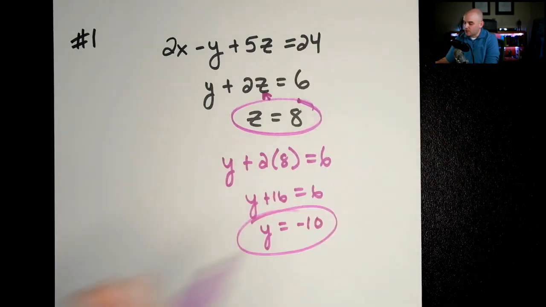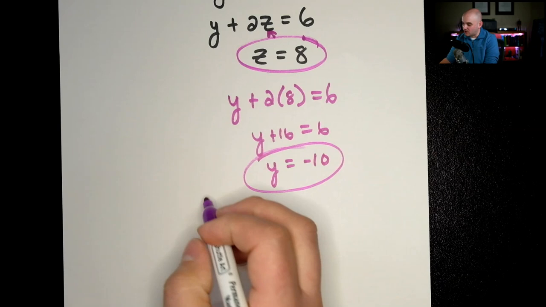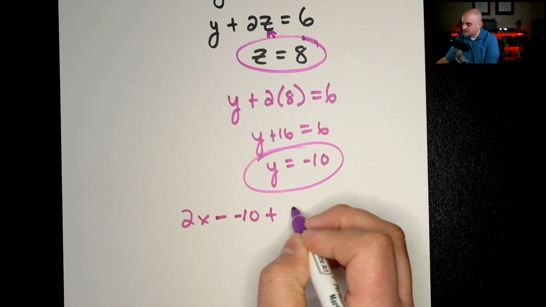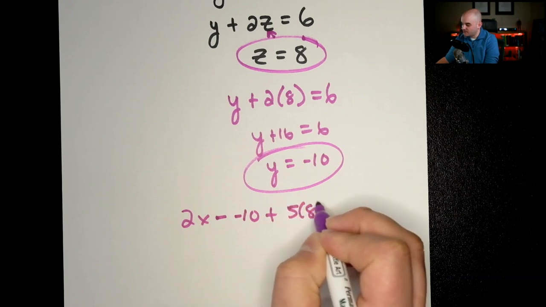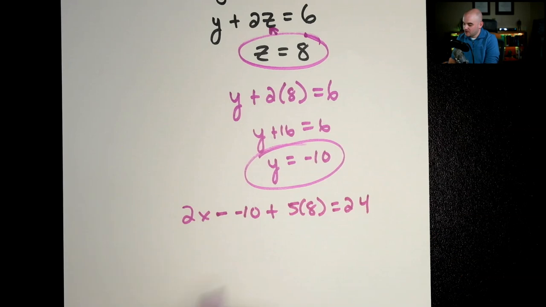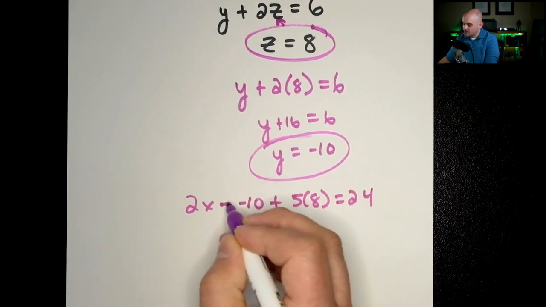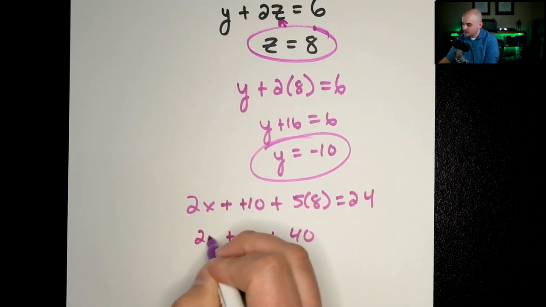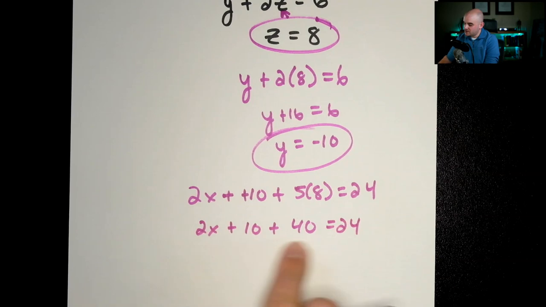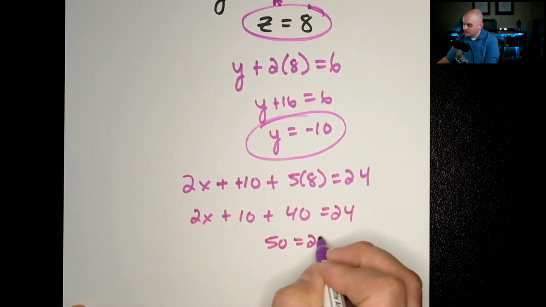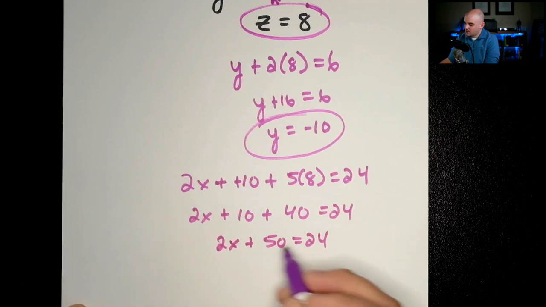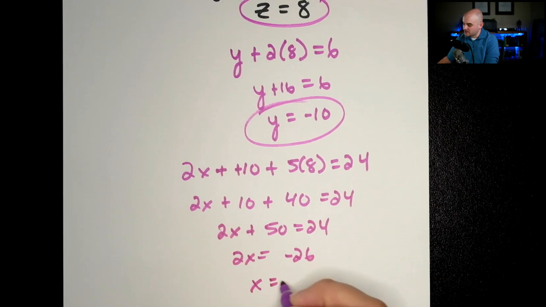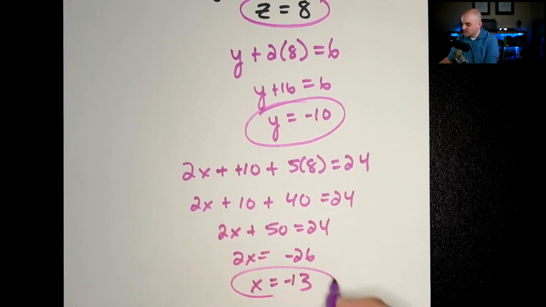Then I can go back to equation 1 up here at the top, and I can solve for x. So I get 2x minus a negative 10 plus 5 times 8 is equal to 24. 5 times 8 is 40. And then this minus a negative 10 becomes plus a positive 10. And then 10 plus 40 is 50. Subtracting 50 from both sides, I get negative 26 equals 2x, or x equals negative 13. So this gives me my value for x.